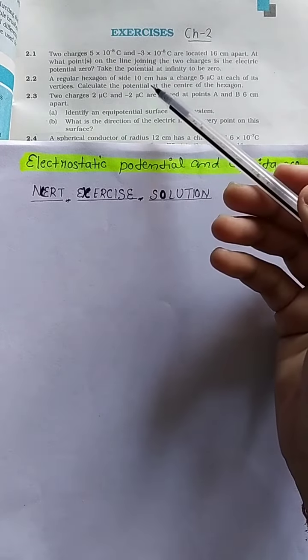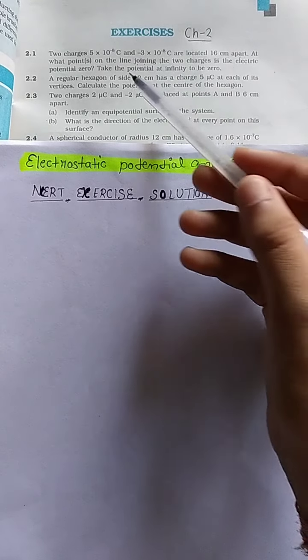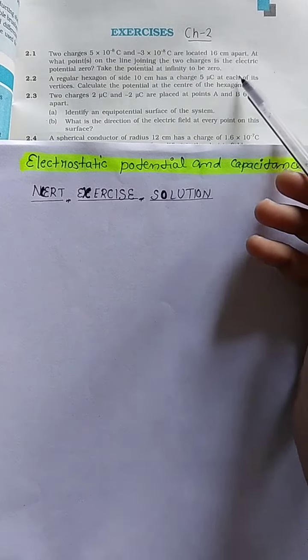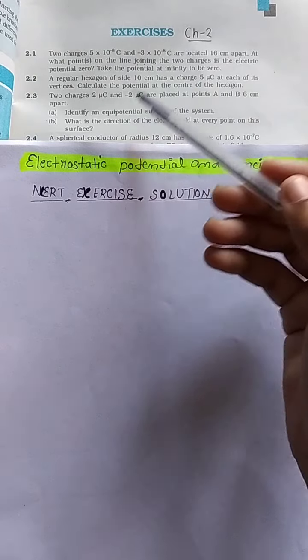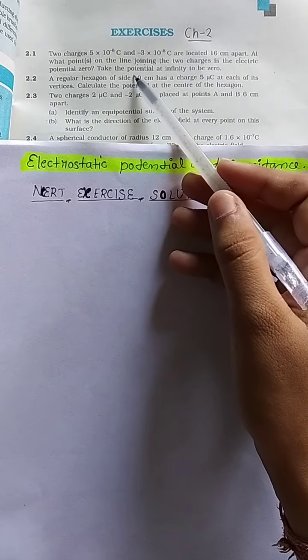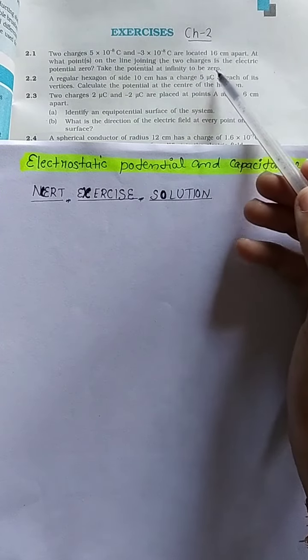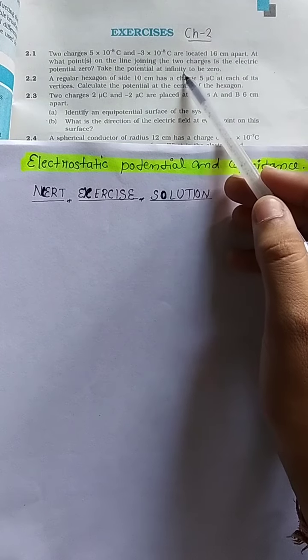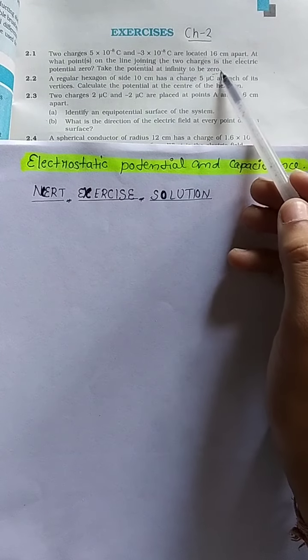We have to find the point on the line joining the two charges where the electric potential is 0. Now the second part of this question is: take the potential at infinity to be 0. We have to take the potential at infinity as 0.